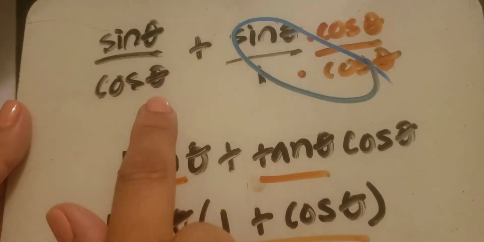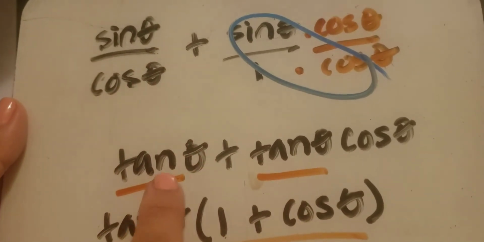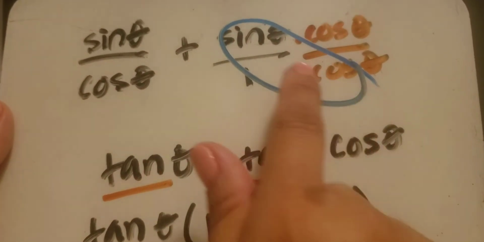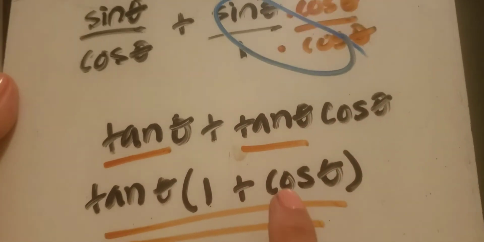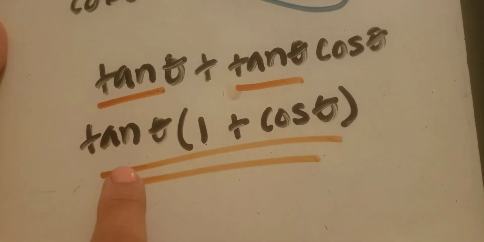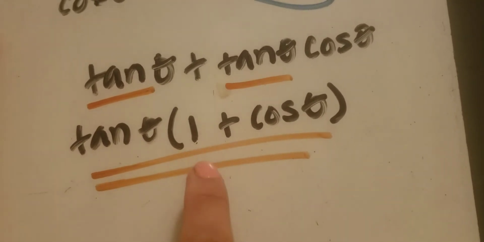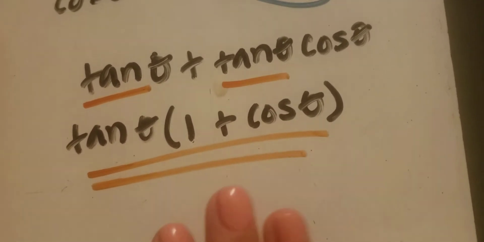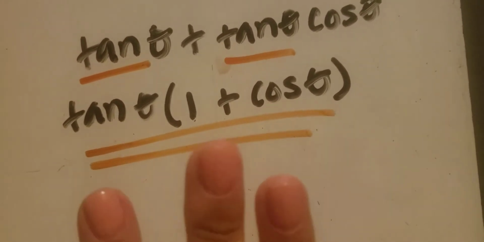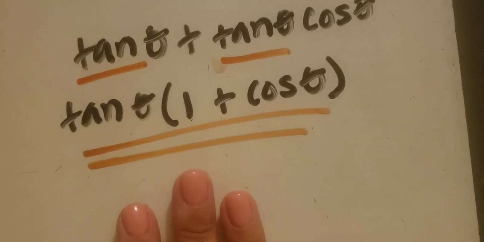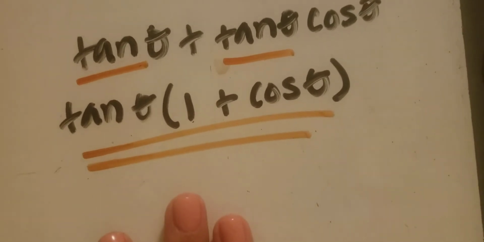Sine of theta over cosine of theta is tangent of theta, and you have that going on over here as well. So we have tangent of theta times cosine of theta. Then I factor out a tangent of theta, which left me with 1 plus cosine of theta. And I've exhausted everything. There's nothing else I can simplify. So I'm completely done with this, okay? So now I'm going to take a look at the right side, see if there's anything I could do there.